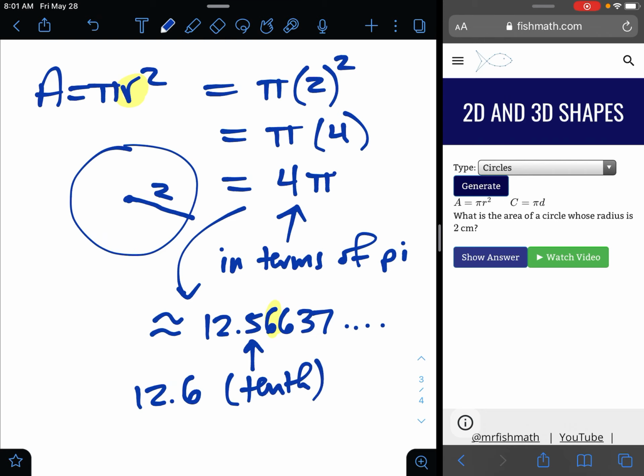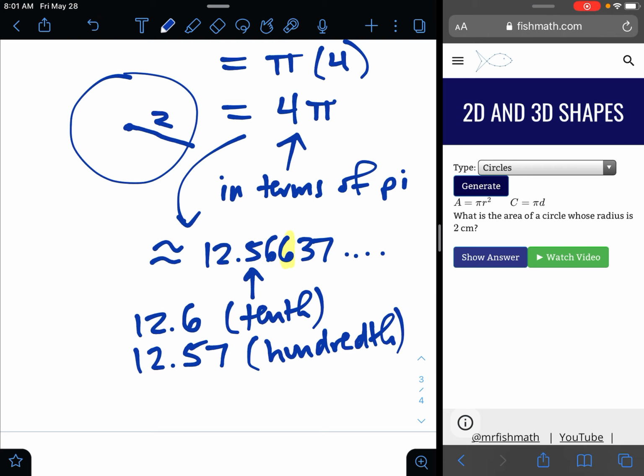To the nearest hundredth, it'd be 12.56 or 57, all based on the next digit after the 6. So the 6, again, tells the other 6 to go up. So this is going to be 12.57 rounded to the nearest hundredth. And the units for all of these would be our unit squared. So centimeters for the area and then squared, because area is a 2-dimensional measurement. So either way we round it, it'd be the same unit there, centimeters squared.